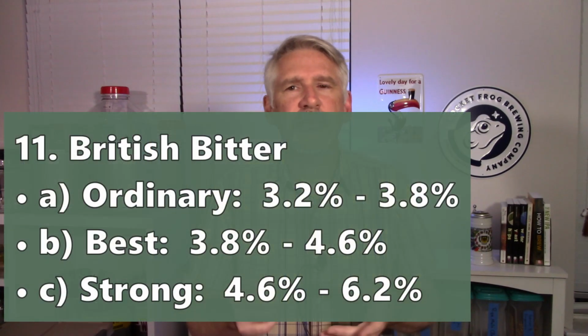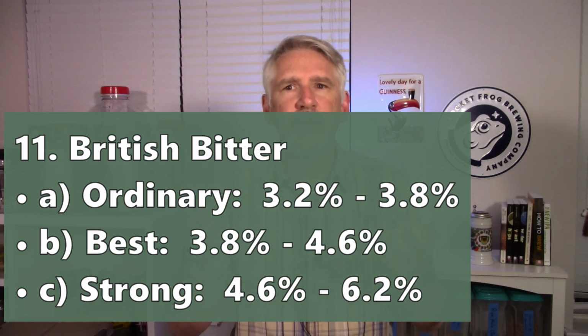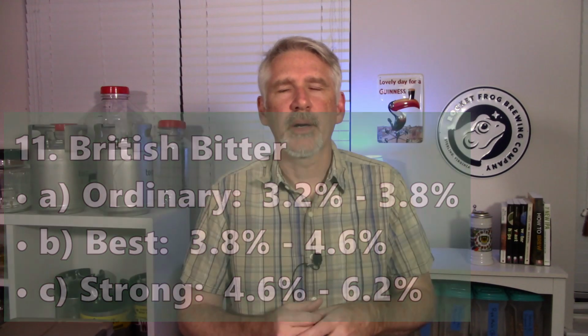In the BJCP style guidelines, ordinary bitter is the lowest ABV version of the 3 different English bitters. Above that is also best bitter and strong bitter. For an ordinary bitter, the guidelines call for an ABV around 3.2 to 3.8%. Since I wanted a nice sessionable beer, I definitely wanted to go for the lower end of that scale.